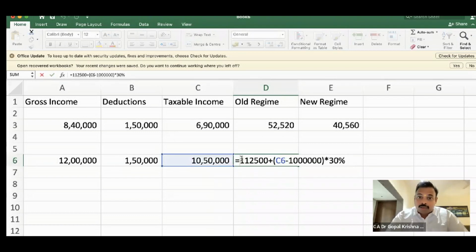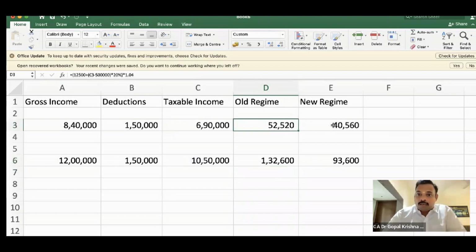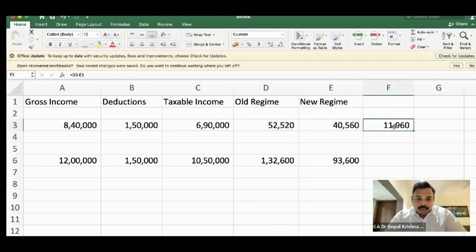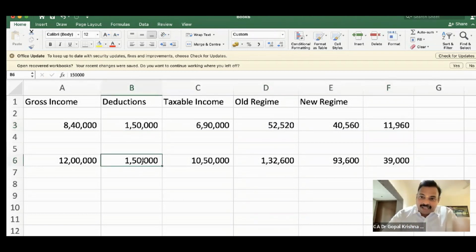In both the cases, I am getting the old regime and new regime figures. With the new regime, I am actually saving 11,960. Now I want to make one observation. Here you avail deductions, even then the new regime is better. You don't avail deductions, even then the new regime will be the best one because of the slab rates benefit.